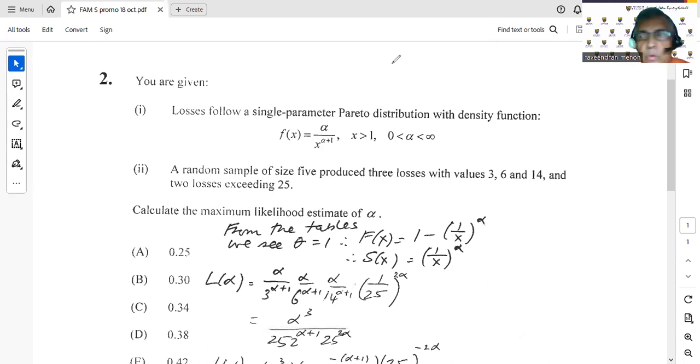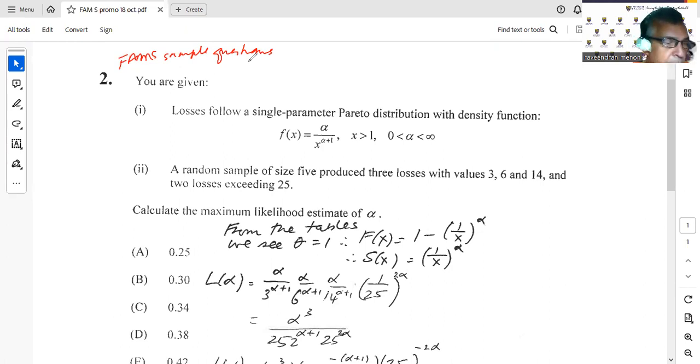We are now going to look at question number 2 of the FAMS sample questions. You can find these questions on the SOA website. This is question number 2.